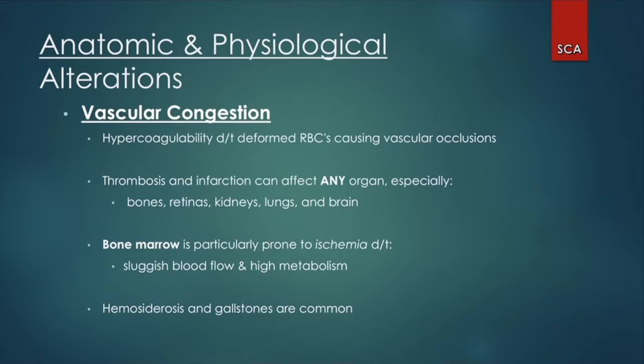Thrombosis and infarctions can affect any organ in the body, especially bones, retinas, kidneys, lungs, and brain. Bone marrow is particularly prone because of the sluggish blood flow and the high metabolism that it has. You also can have hemosiderosis and gallstones. The hemosiderosis is basically iron sediment that ends up depositing in tissues and can cause many issues, one of them being lung disease, but it can end up in any tissue in the body.